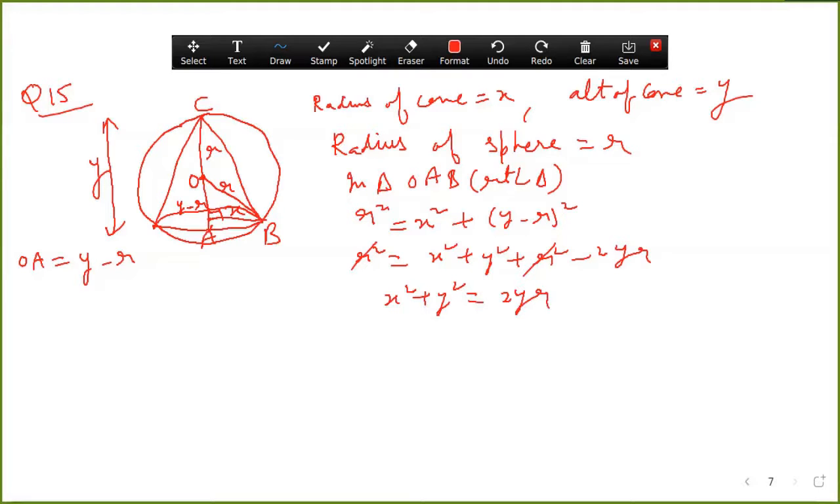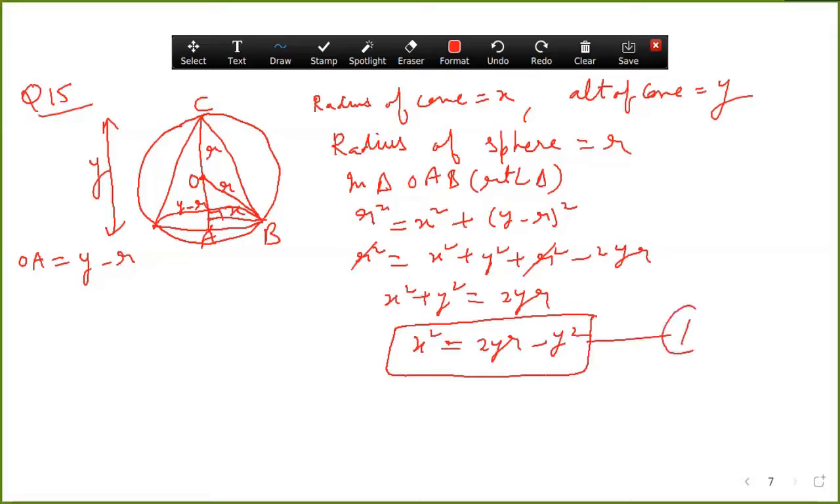So x square is equal to 2yr minus y square. We can get the value of x square from this derivation. Now the question is to maximize the volume of the cone. Let's come to the next page. What is the volume of the cone? V is equal to 1/3 pi r square h. Here r is x, that's why it is x square, and h is y. So 1/3 pi x square y.